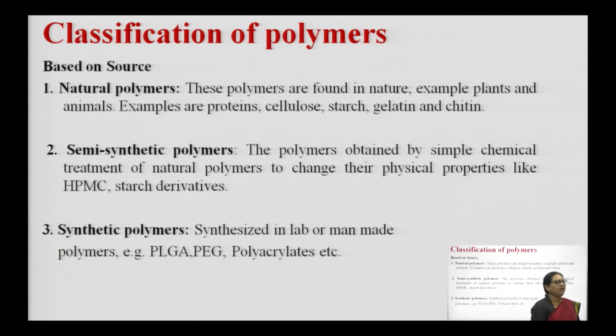The second category are the semi-synthetic polymers. Semi-synthetic, the word itself tells that they are semi-synthesized. They are obtained by slight manipulations or changes in natural polymers to have desired properties in them. Examples of such polymers are HPMC, soluble starch, ethyl cellulose, methyl cellulose, etc. So, these are the semi-synthetic polymers.